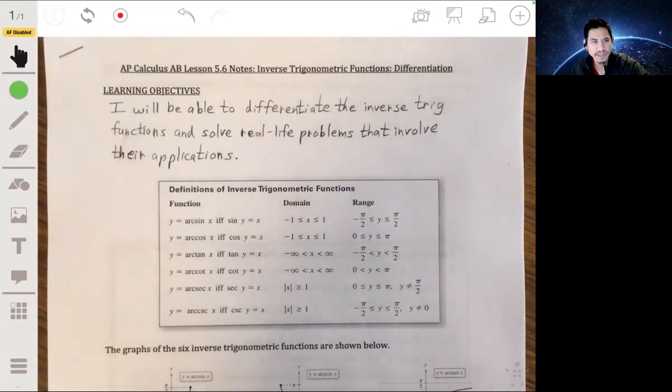Okay, so in the last lesson of this chapter, I'm going to be going over how we differentiate the inverse trig functions, and then I'm going to go over some real life application problems where you can see how we use them and practice some of the ways you'll see them probably on your AP exam.